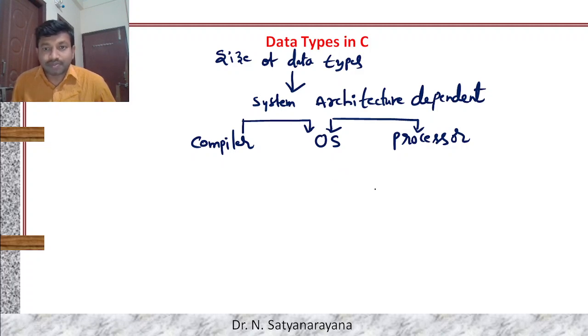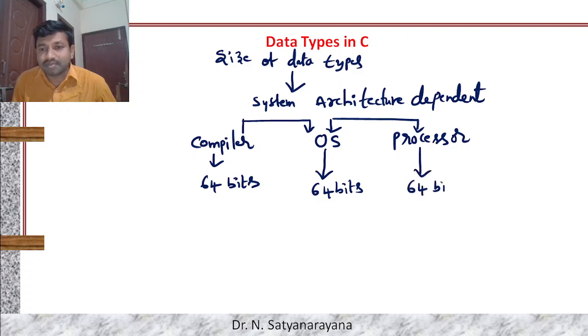Say the compiler is a 64-bit compiler, meaning it can handle 64 bits of data at a time. The compiler submits 64 bits at a time, and we expect the OS and the processor to also process 64 bits at a time. Then everything is fine. But if the compiler works on 64 bits and the operating system is 32-bit, the operating system has to read the data twice.